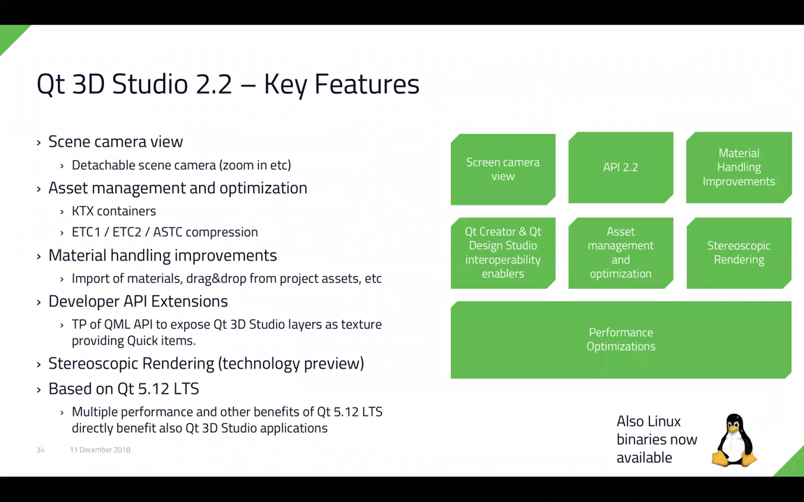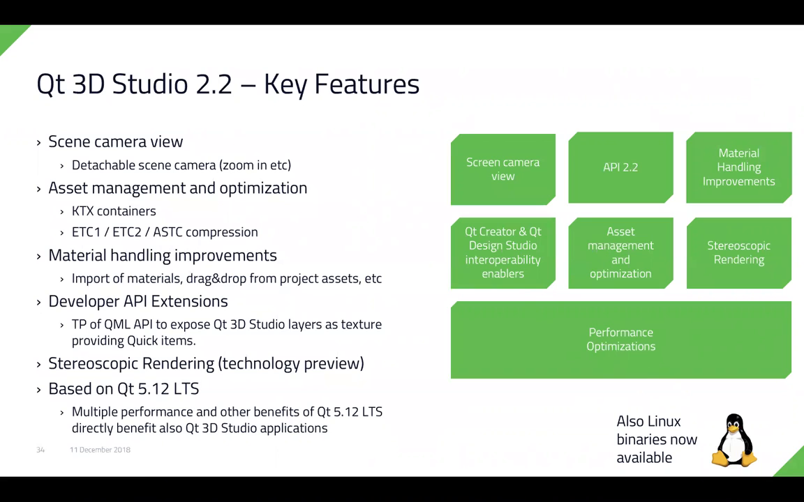The key features of 3D Studio in the editor, one quite important one is the scene camera view, which is detachable. So you can view your whole view, and then you can also take a dedicated view and zoom in. You can see in detail while you still have the whole view of the application existing. Work has been done on asset management optimization, providing standard KTX containers as well as texture compression support for the 3D Studio runtime.